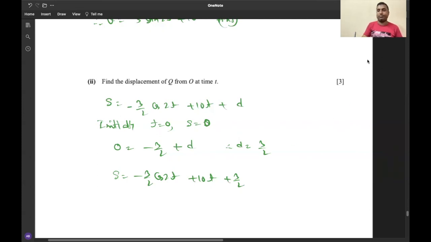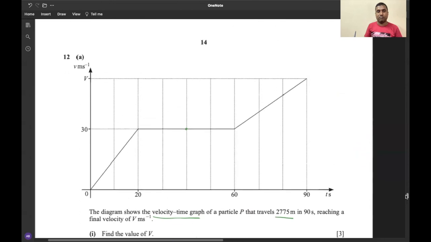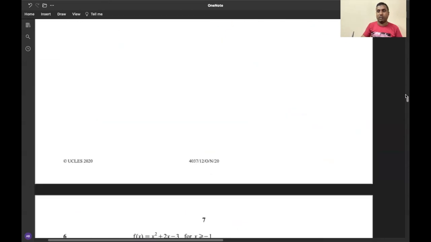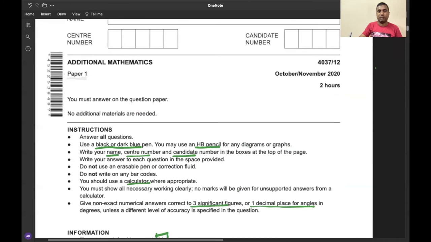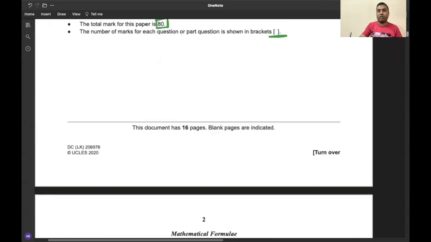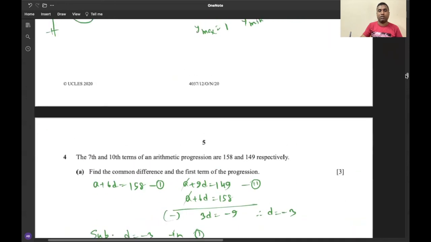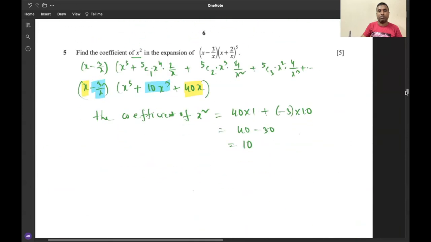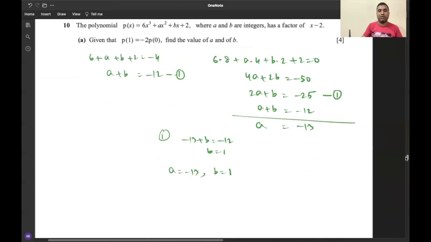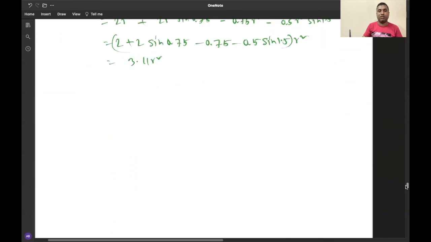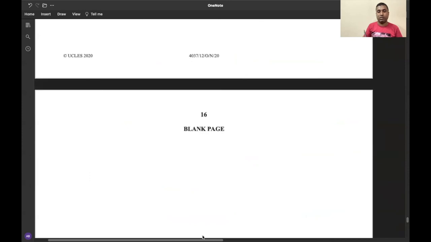So this is the last part of this question number 12. So now if we see the question paper completely, we have done the papers. This is October 2020, 2 hours exam papers, paper 1, additional maths, formula parts given. I have done number 1, number 2 also, number 3 here. Then number 4, number 5, 6, 7, 8, 9, 10, 11, number 12.